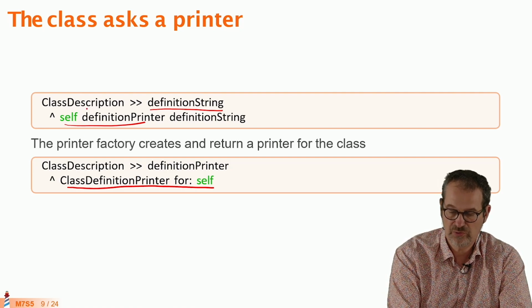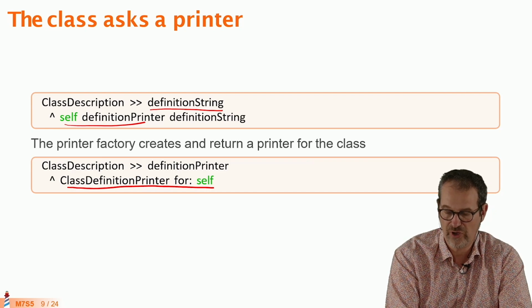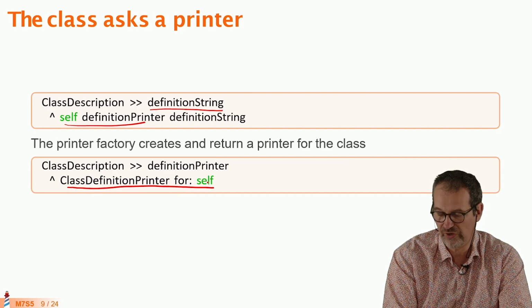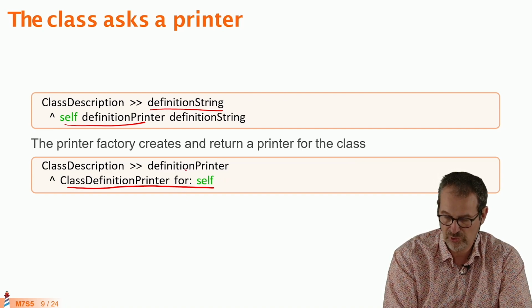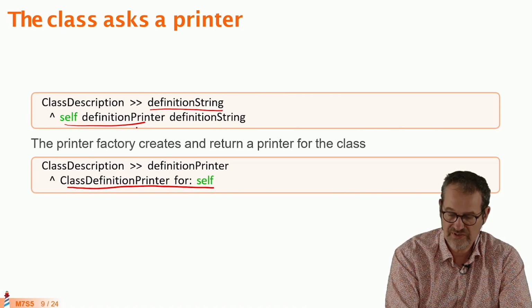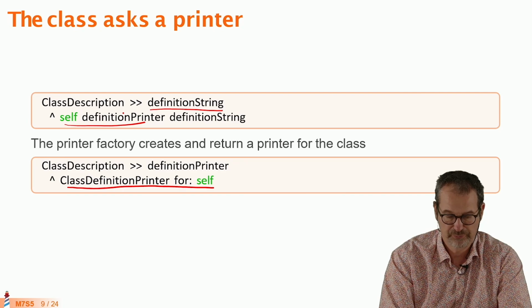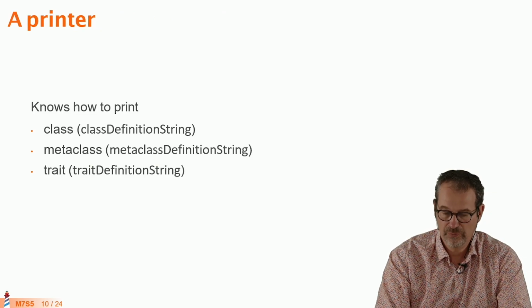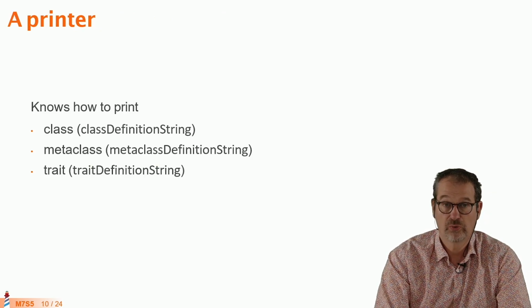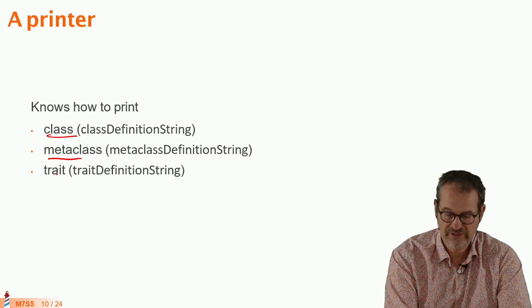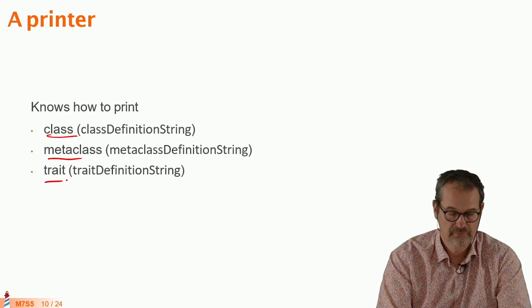Since class description is the root of a hierarchy, you will see that we will potentially have here self is a class or a metaclass. It's also a trait. So this is a variation point that we will see later. And once I have this printer, I just send the definition string to this printer. So let's step back. A printer knows how to print a class, a metaclass, a trait. Let's look at this to make it more concrete.